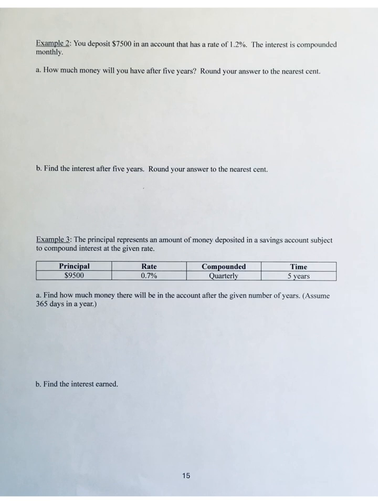Looking at example 2, you deposit $7,500 in an account that has a rate of 1.2%. The interest is compounded monthly. Part A, how much money will you have after 5 years? Round your answer to the nearest cent. And then B will ask for interest again, but let's start with A.